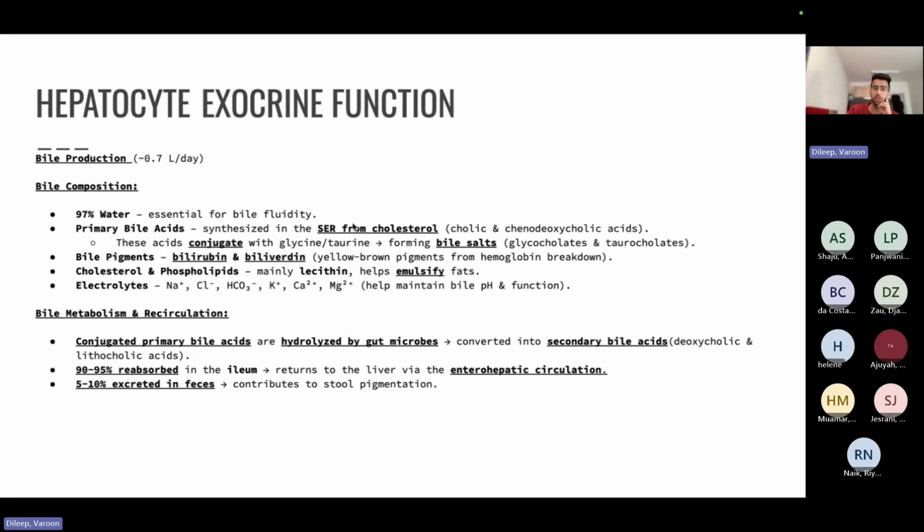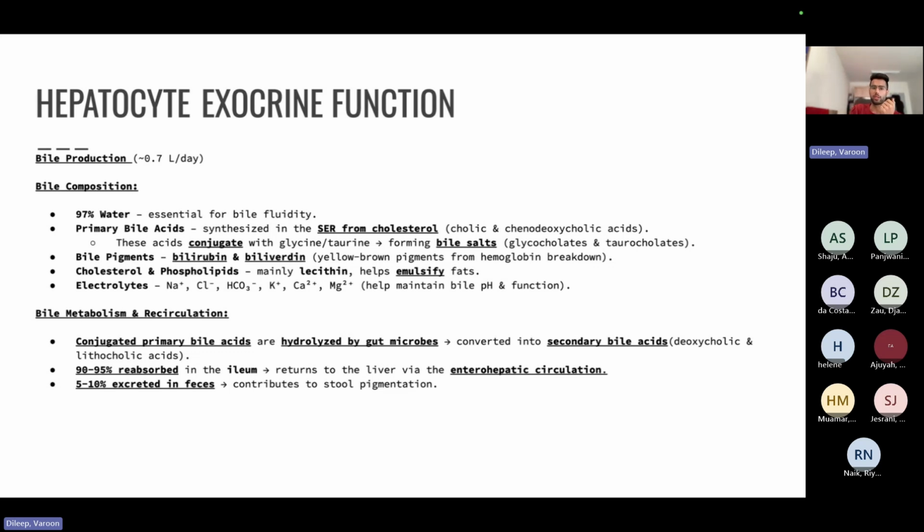And when we talk about cholesterol and phospholipids, they are essentially involved in just the emulsification of fats. Some electrolytes which are present include sodium, potassium, calcium, magnesium. They are mainly involved in maintaining the pH of the bile.